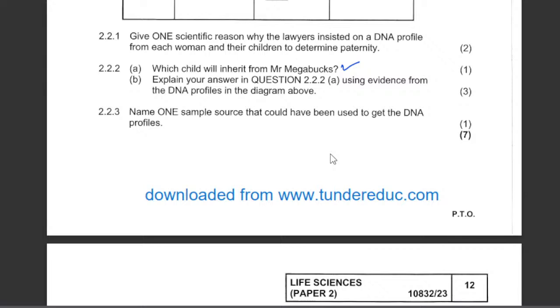Name one simple source that could have been used to get DNA. It could be blood, hair, saliva, skin, or anything which is easy to obtain without affecting the mother or the father.